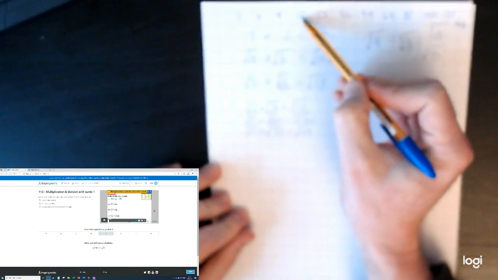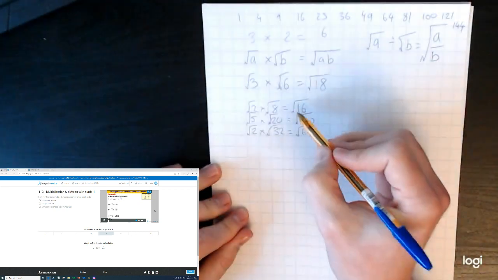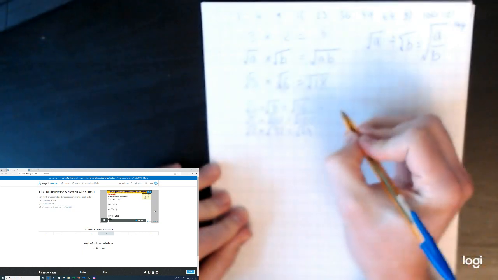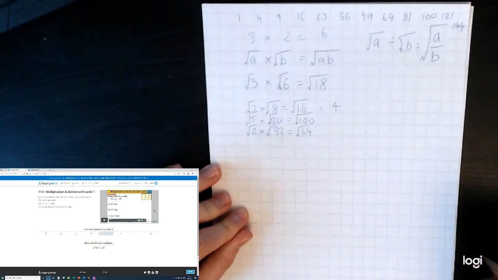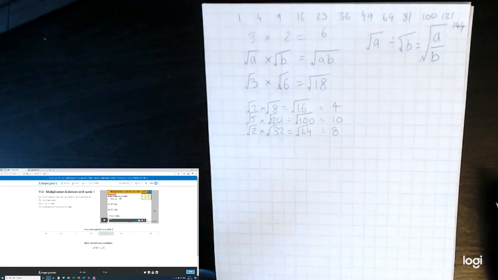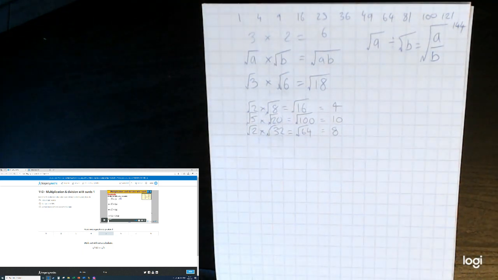So if you know that 16 is a square number, then obviously root 16, we can simplify that to just 4. We can simplify the square root of 100 to just 10, because 10 times 10 is 100. And we can simplify root 64 to 8. So that's your absolute basics of simplifying Surds. Now, I'm hovering over these preview questions here that you might get asked in this one.